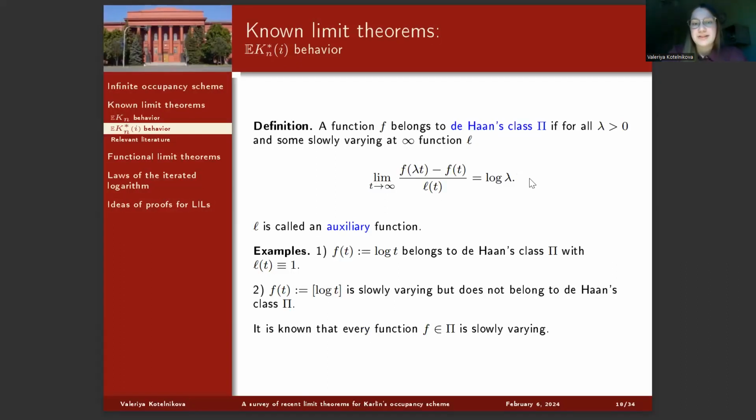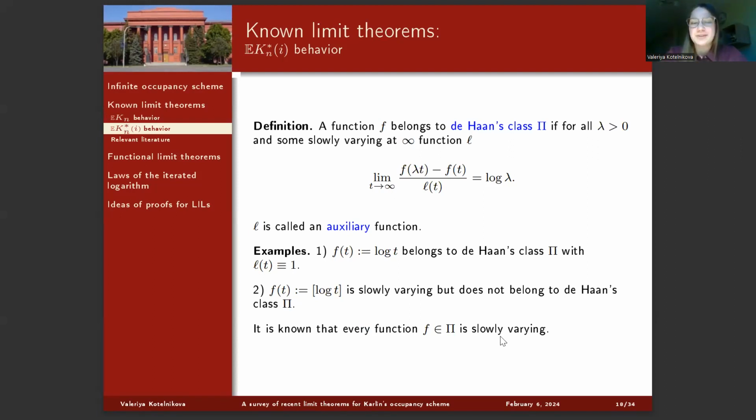It is known that every function which belongs to the Hahn class Pi is slowly varying. So basically, in the case when alpha is equal to 0, we make a compromise. Instead of considering all counting functions which are slowly varying, we consider only counting functions from this Hahn class. Of course, those are not all of the possible functions, but we haven't come up with anything better yet.